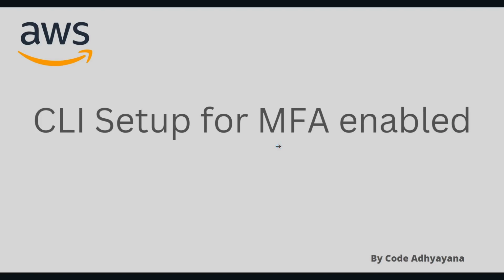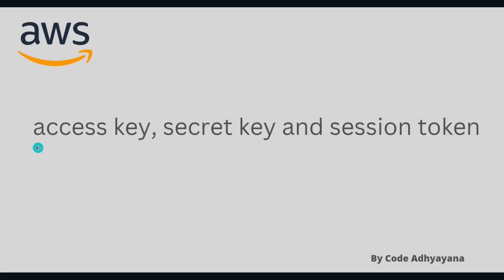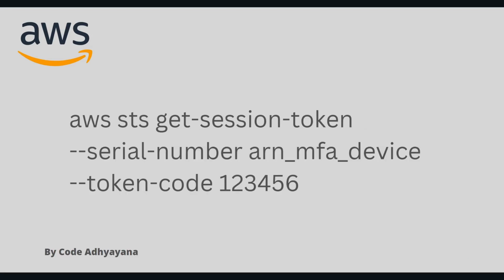Hi, in this video, we are going to learn how to set up AWS CLI in case you have enabled multi-factor authentication in your account. In this case, we need to get temporary access key, secret key, and session tokens from Amazon's Security Token Service, in short STS. And the command is aws sts get-session-token, and here we need to provide two arguments.